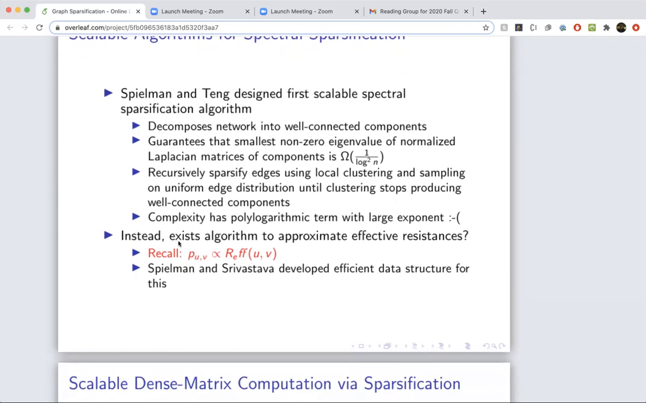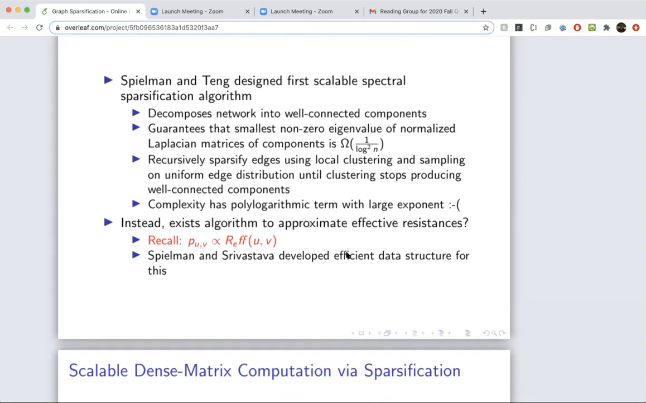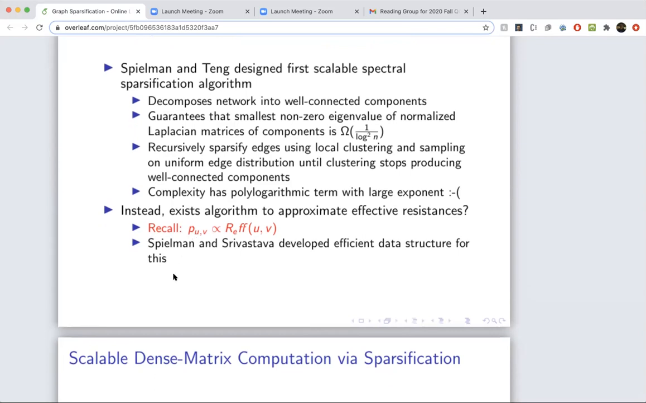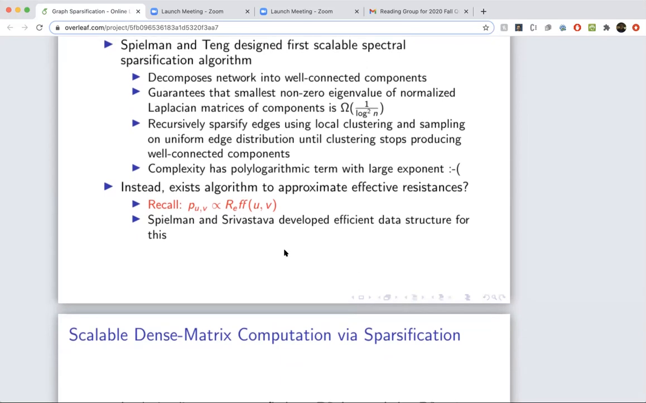And now we want to check, well, we have this algorithm from before that seems to work really well with the provable bounds of the sparse graph being 1 plus epsilon approximately similar to the input graph G. So we want to see if there's a good way to compute these effective resistances. I'm not going to get into this data structure here because it wasn't in the assigned chapters. But chapter 7 of the textbook contains a good section on how Spielman and Srivastava developed an efficient data structure for the computation of these effective resistances.